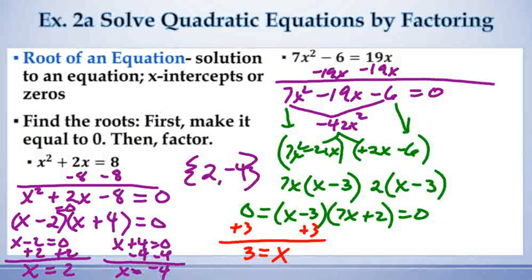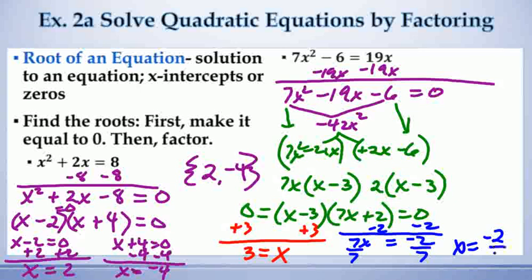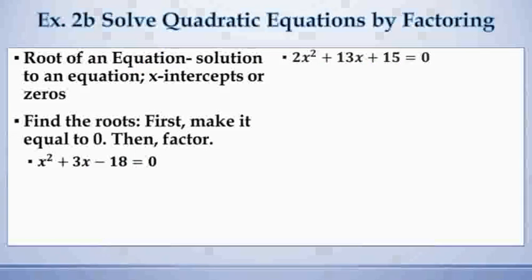On this side, I can subtract 2 on both sides, and then divide by 7 on both sides. So here, x can equal a negative 2/7. So my solution would be 3, negative 2/7. Each of those x values would make that quadratic equal to 0. You may work on these other two yourself if you need extra practice.